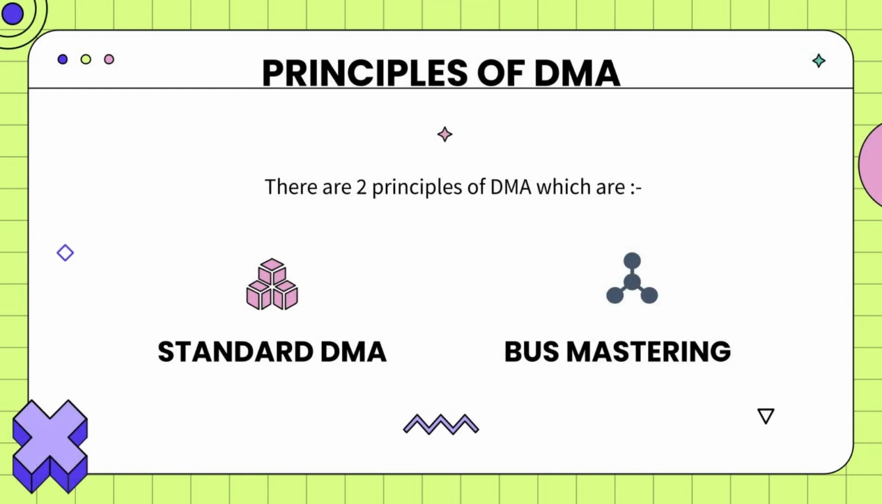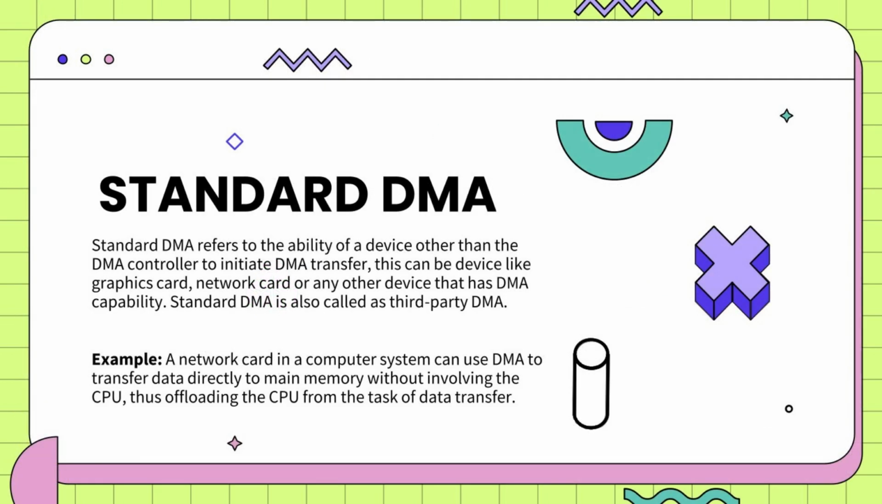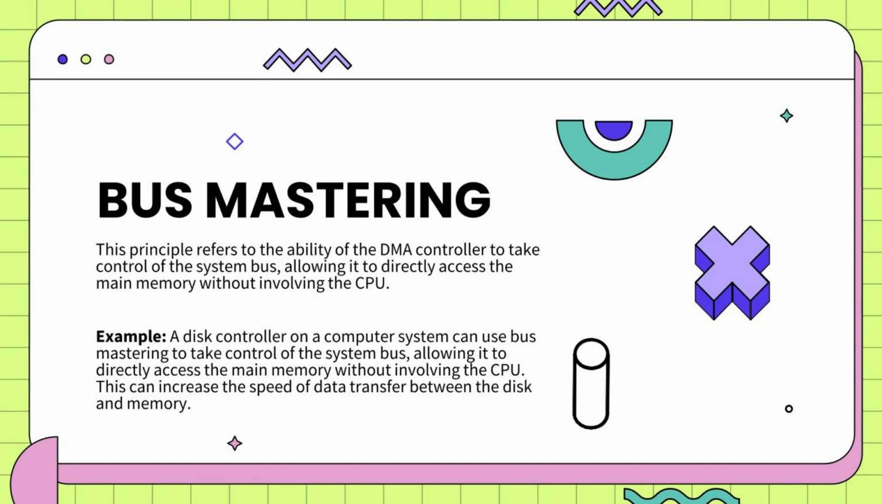Principles of DMA. There are two principles of DMA, which are standard DMA and bus mastering. Standard DMA. Standard DMA refers to the ability of a device other than the DMA controller to initiate a DMA transfer. This can be a device like a graphics card, network card, or any other device that has DMA capability. Standard DMA is also called third-party DMA. Example: a network card in a computer system can use DMA to transfer data directly to main memory without involving the CPU, thus offloading the CPU from the task of data transfer.